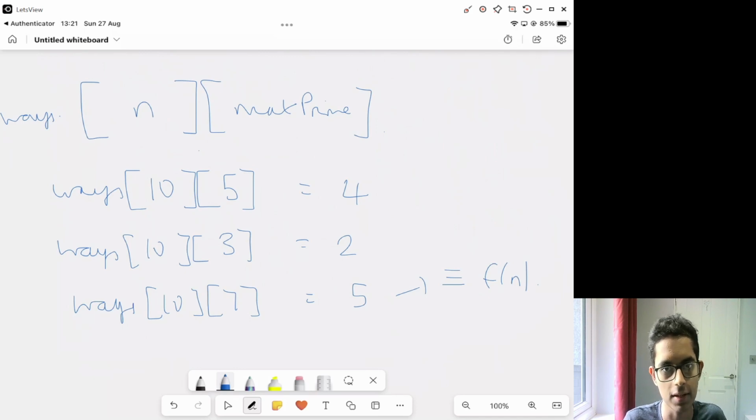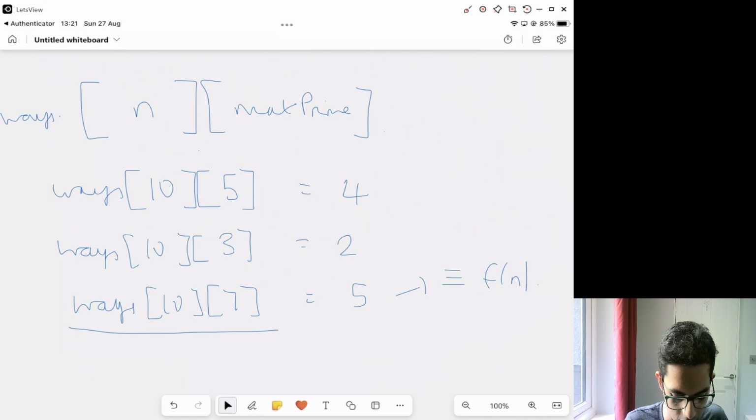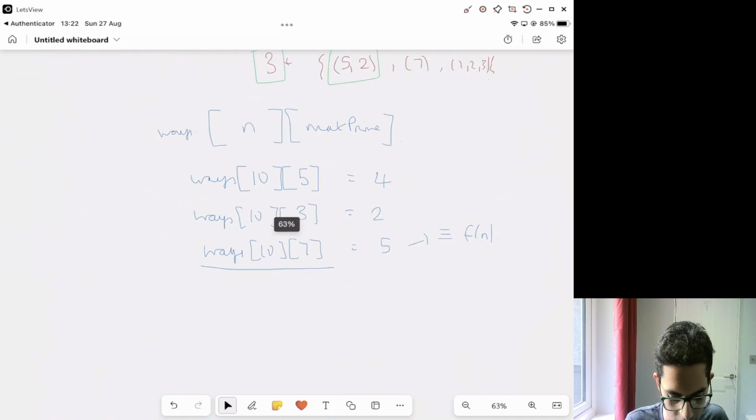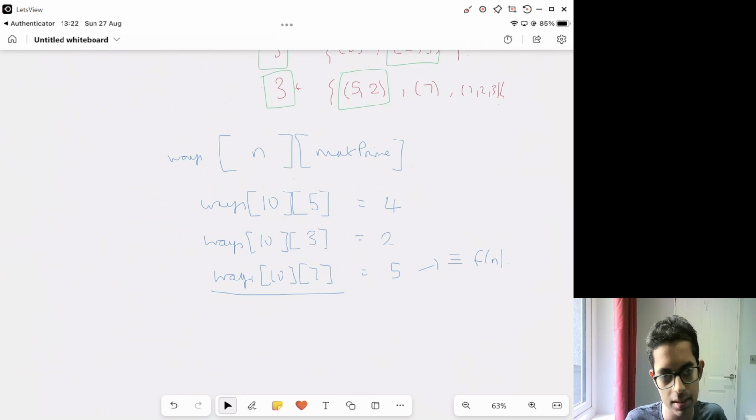Because f of 10 was defined to be all the ways, and the number of ways in which we can get to 10 by using a prime which is at most 7 is basically all the choices which we have, right? So the reason why this helps so much is because we avoid double counting this situation over here, where we have 5, 2, 3, and we also have 3, 5, 2. So that's basically how we're going to do it.